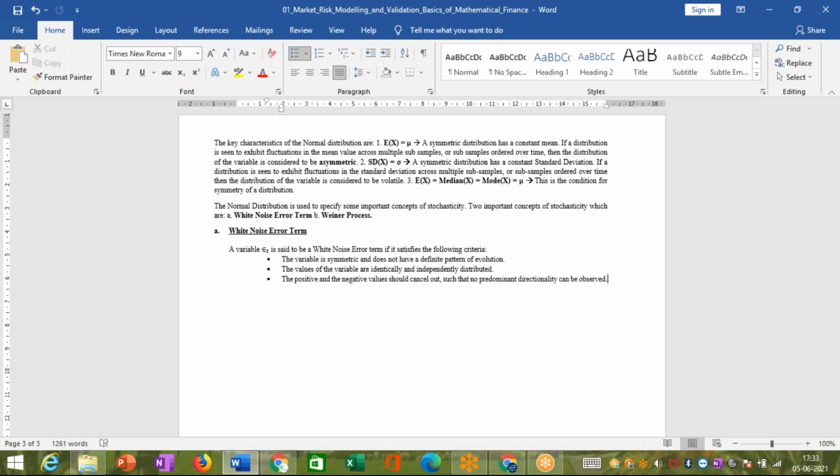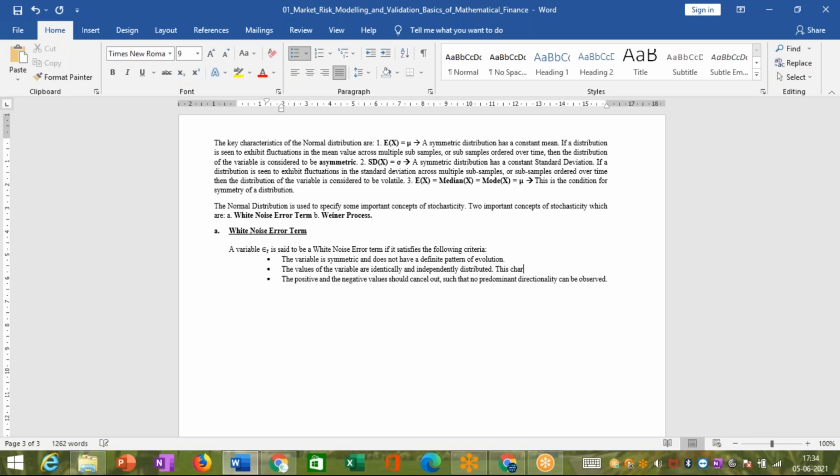So these are the three important characteristics that any white noise must have, and must be there in the data, right? There must not be any definite pattern of evolution, and that is possible only when the distribution is symmetric. The values of the variables should be identically independently distributed. Why? Because if the outcome is identically independently distributed, it implies that the realization of one outcome does not explain the other, and that is a very important criterion for a normal distribution.